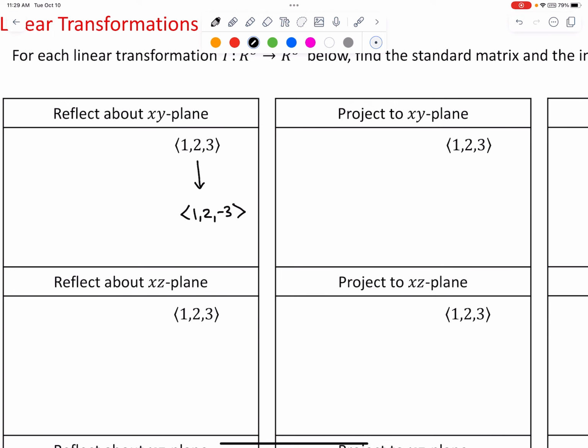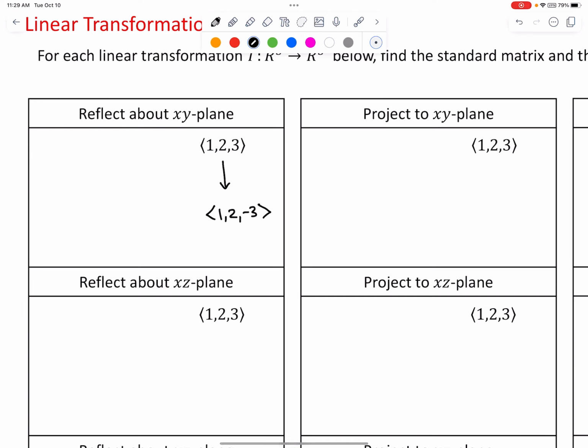Change the sign of the z coordinate. Well, to find the matrix for this transformation, you simply have to imagine what will happen to the i, j, k vectors when you do this same transformation. So the i vector is already on the xy plane, so it won't go anywhere. The i vector will map to itself. Its image is itself. The j vector is also on the xy plane, so it also will map to itself. But the k vector, which is 0, 0, 1, that's 1 unit above the xy plane, will reflect to 0, 0, negative 1. So that image is the third column of our transformation matrix.